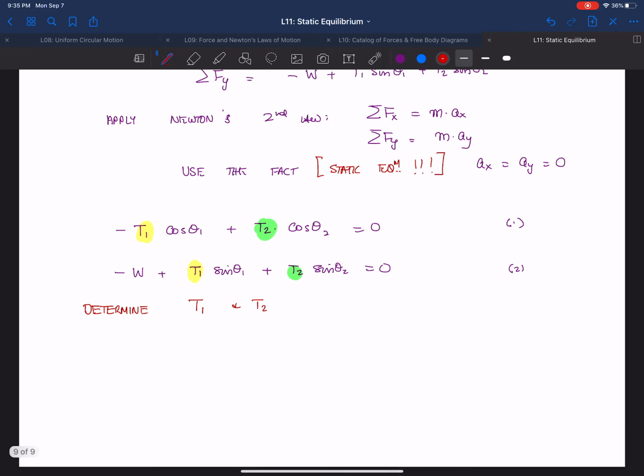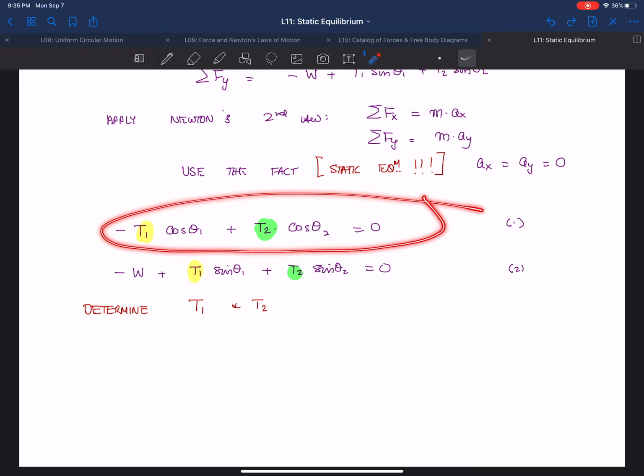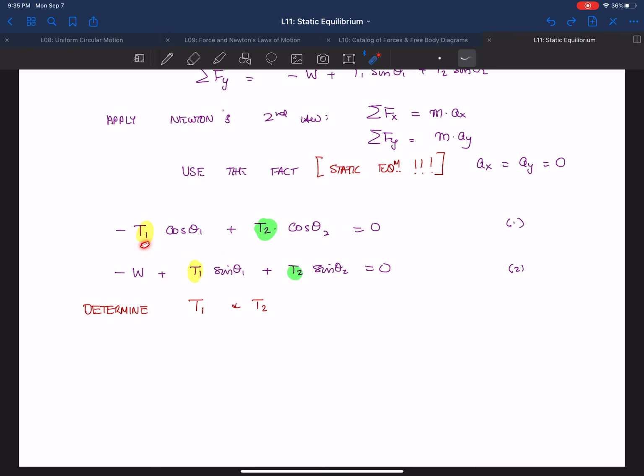Well, how do we solve this? The easiest way to get to the solution is to pick any one of these equations. Let's say I pick the first equation, and I'm going to solve for one of these unknowns. Let's say I write T1 in terms of T2. So from equation 1, I can write T1 cosine theta 1 equals T2 cosine theta 2. Remember, these angles are known, so you can figure out the cosine of the angles.